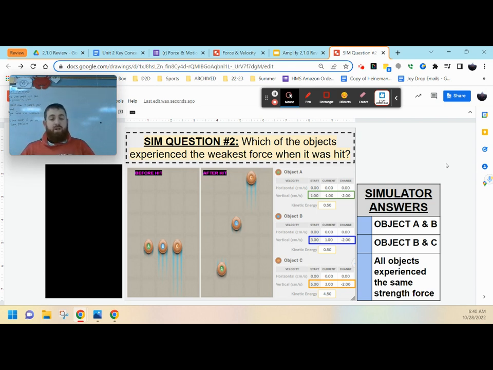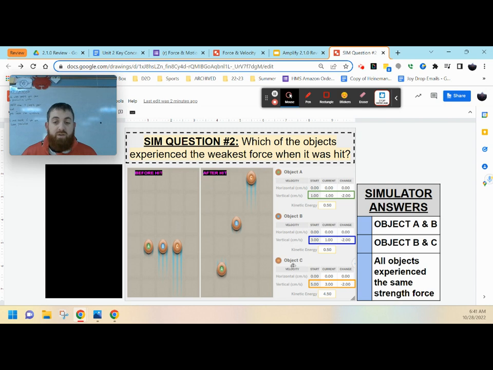So looking at our objects here, we see that object A had a vertical velocity of 1, so it was going up by 1. And then after it was hit, it was going down by 1, so it changed by 2. Here we have object B, which had a starting velocity of 3 going up. And then after it was hit, it had a velocity of 1 going up, so it changed by 2. And then we have object C here, which had a starting velocity of 5. And then our object had a velocity of 3 going up after it was hit. It changed by 2 as well.